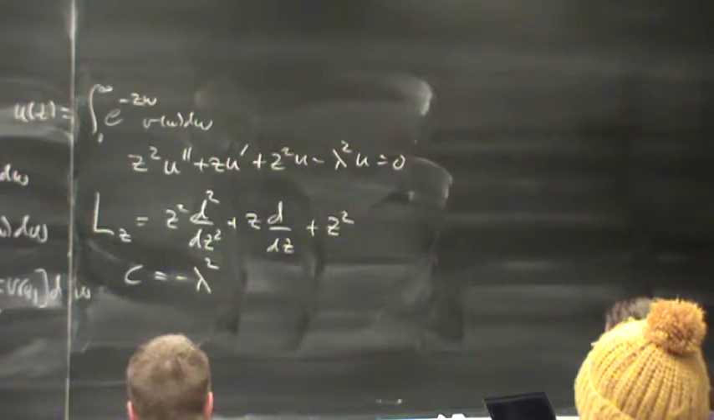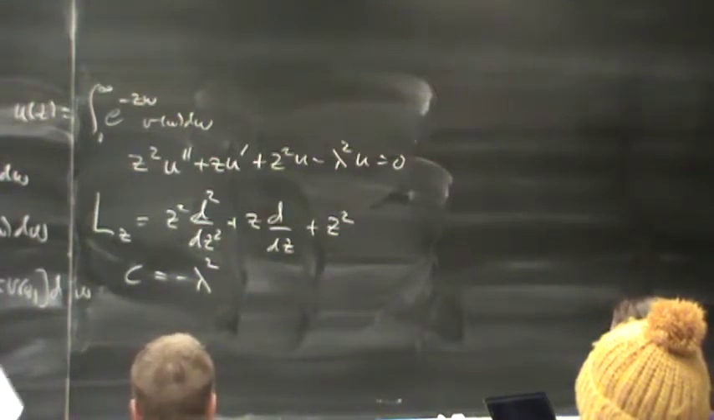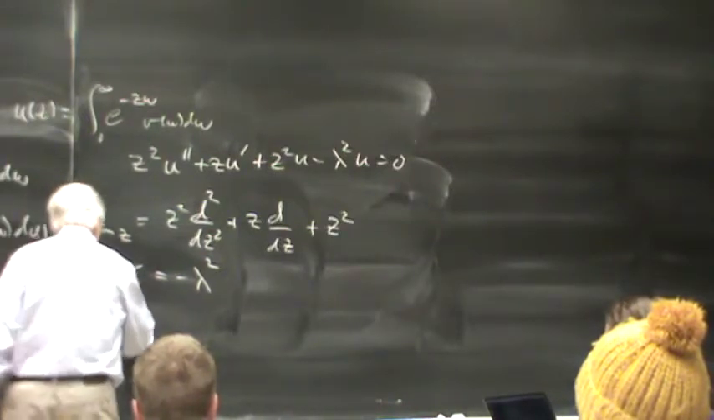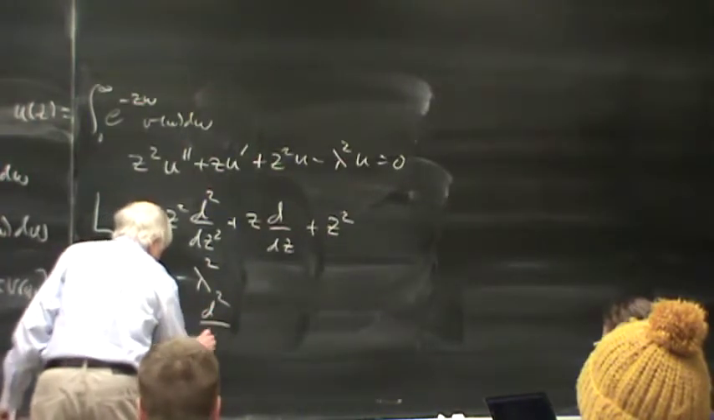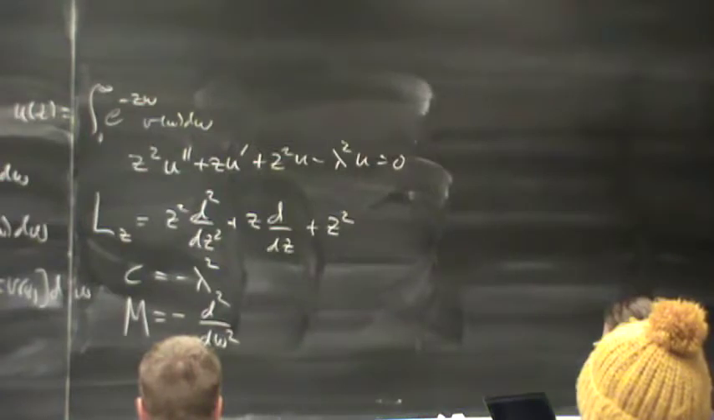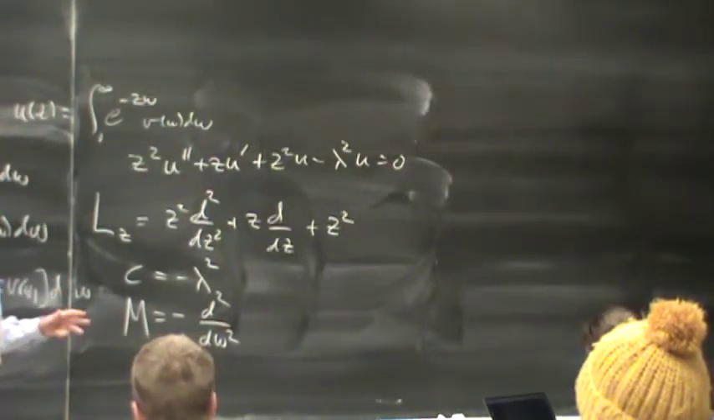And it turns out it's a very simple choice of M, namely M is minus d2 dw squared. Okay, so you can see the advantage of this hocus pocus.